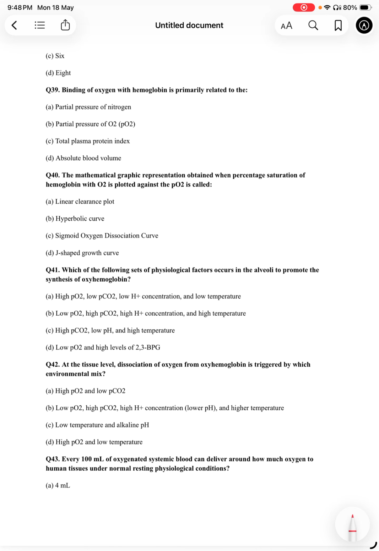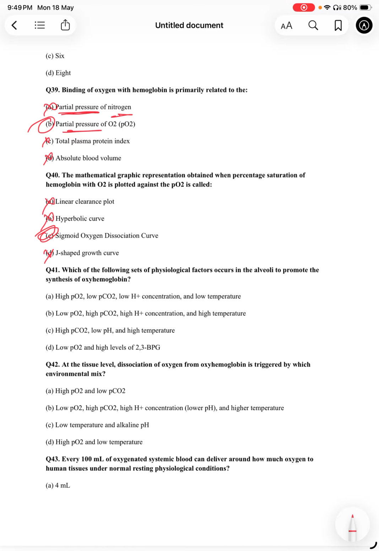Binding of oxygen with hemoglobin is primarily related to, first thing we need to know, it's not related to total plasma index, not related to the absolute blood volume. How can it be related to the partial pressure of nitrogen? No, directly it is related to the partial pressure of oxygen. Okay, the graphical representation obtained when the percentage saturation of hemoglobin with oxygen is plotted against PO2 is called what? Is it called J-shaped? No, it's called sigmoid, correct? Sigmoid oxygen dissociation curve. It's not hyperbolic. It is not a linear clearance plot.